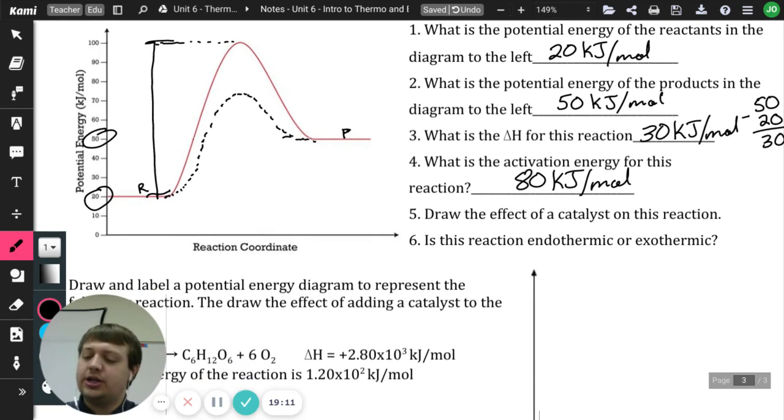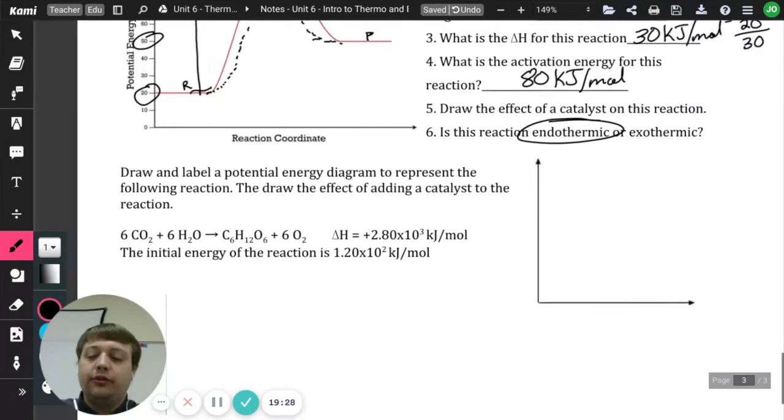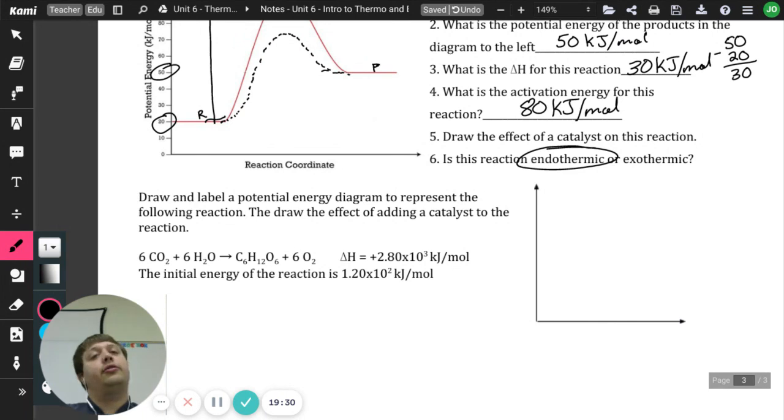And then the last question here is, is this reaction endothermic or exothermic? I look, my reactants are lower than my products, so I ended with more energy, which means this is an endothermic reaction. Okay, so here I want y'all to pause your video and start answering this question.